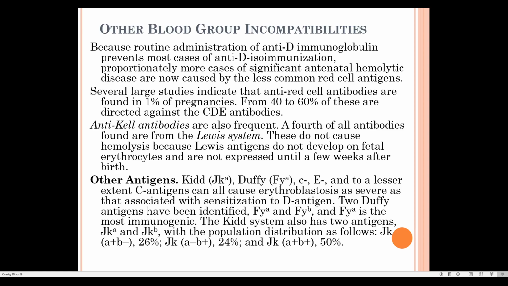The Kidd system also has two antigens, JK index A and JK index B, with a population distribution as follows. JK A plus B minus is 26%, JK A minus B plus 24%, and JK A plus B plus occupy 50% of population.